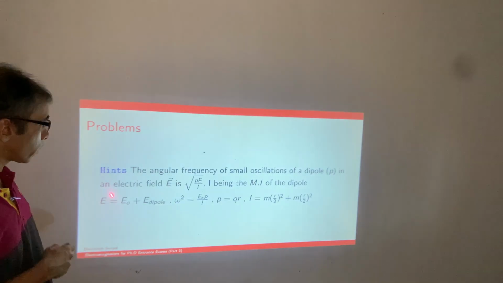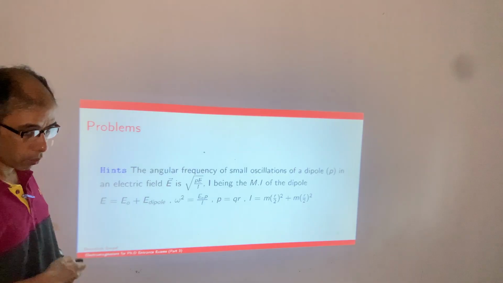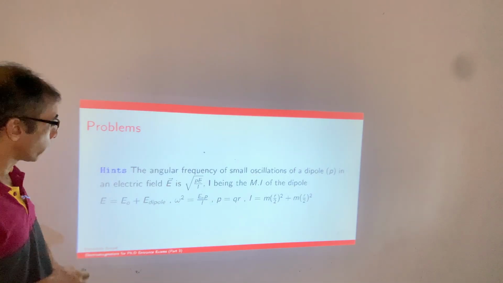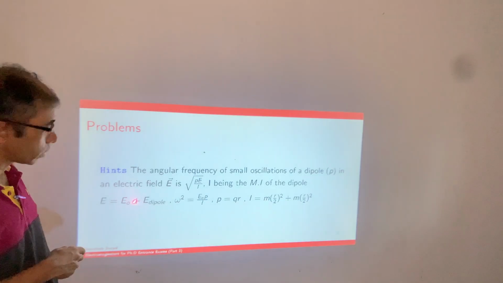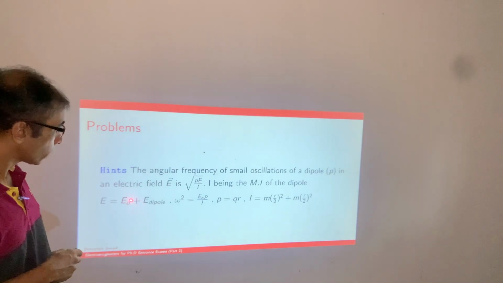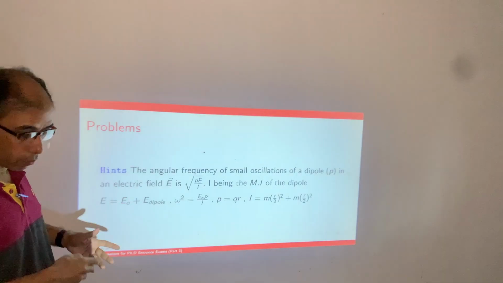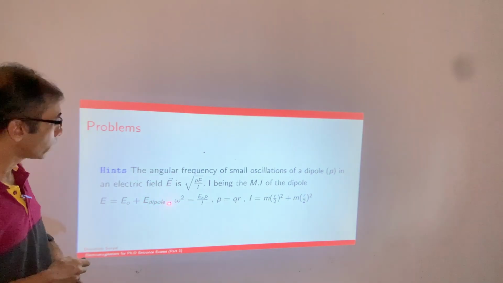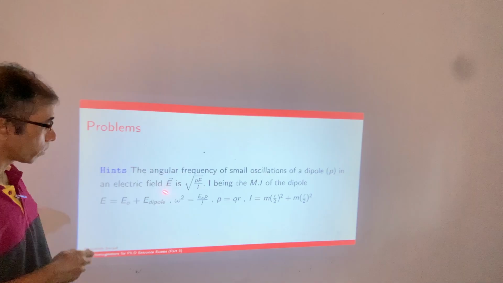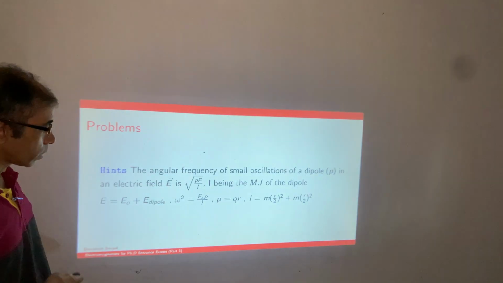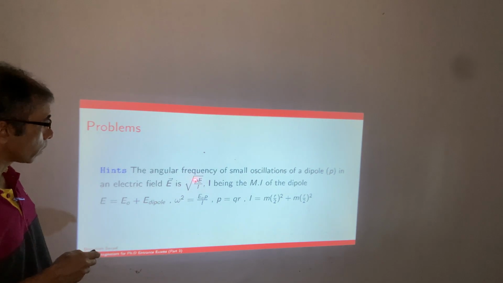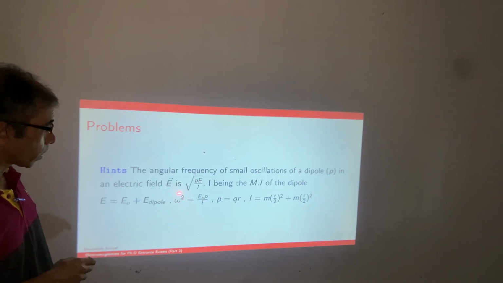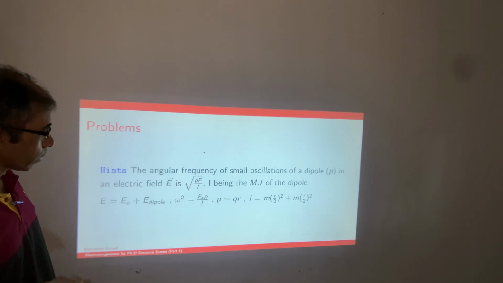Now in this case the electric field E is due to two contributions. It can be broken up into two electric fields. One is E0, the natural electric field which is causing the dipole, and another is the electric field due to the other dipole which is very far off, and this is actually a very weak field. You just have to substitute this here. And remember, omega squared is E0 p by I.